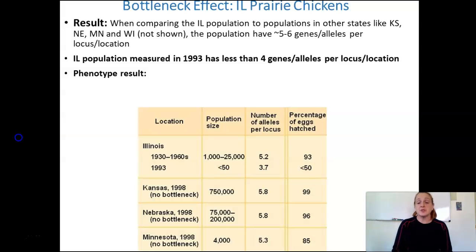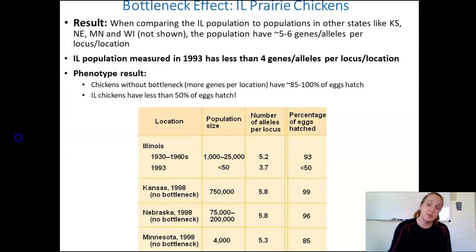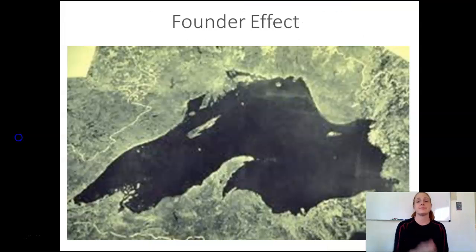And what researchers had to do is they had to go grab chickens from Wisconsin and Minnesota and these other populations where they had more genetic diversity, bring them to Illinois, hope that they would mate with our Illinois chickens in order to keep the population here in Illinois from going extinct. My understanding is that they are still having to go to the other populations and get prairie chickens and get them to interbreed here in Illinois. We still have not been able to keep that population stable over time.